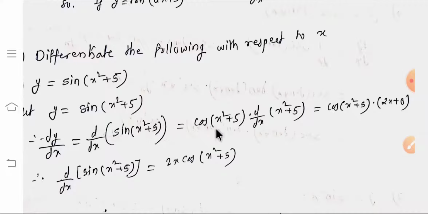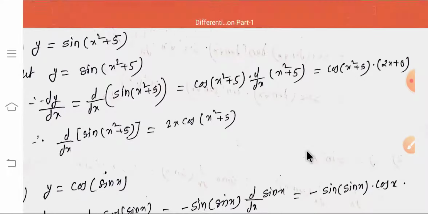The derivative of sine x is cos x. So cos of x square plus 5 into the derivative of x square plus 5. That is cos of x square plus 5 as it is. The derivative of x square is 2x and the derivative of 5 is 0. That is 2x plus 0. Therefore the derivative of sine of x square plus 5 is 2x into cos of x square plus 5.